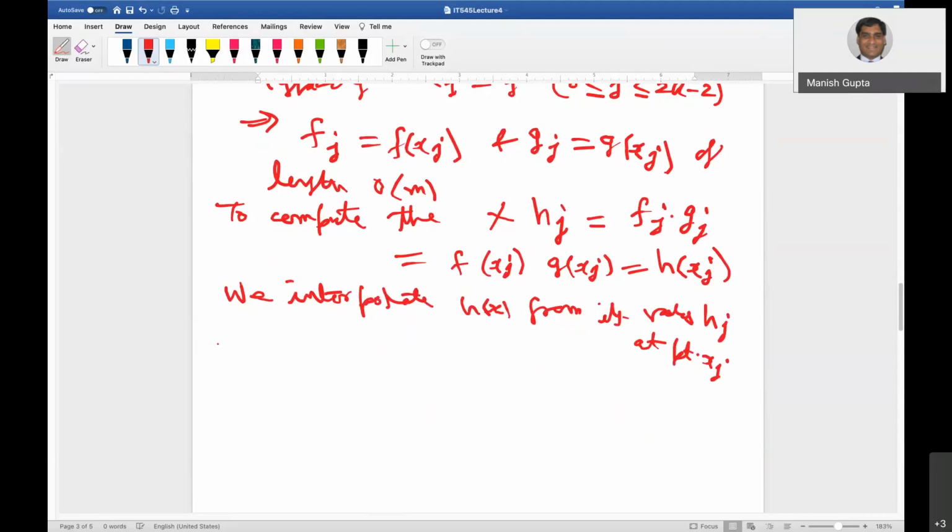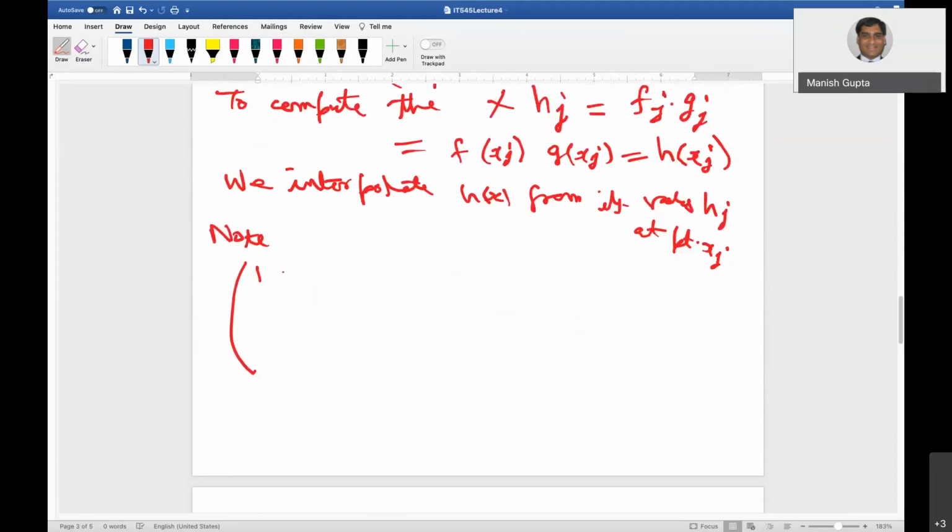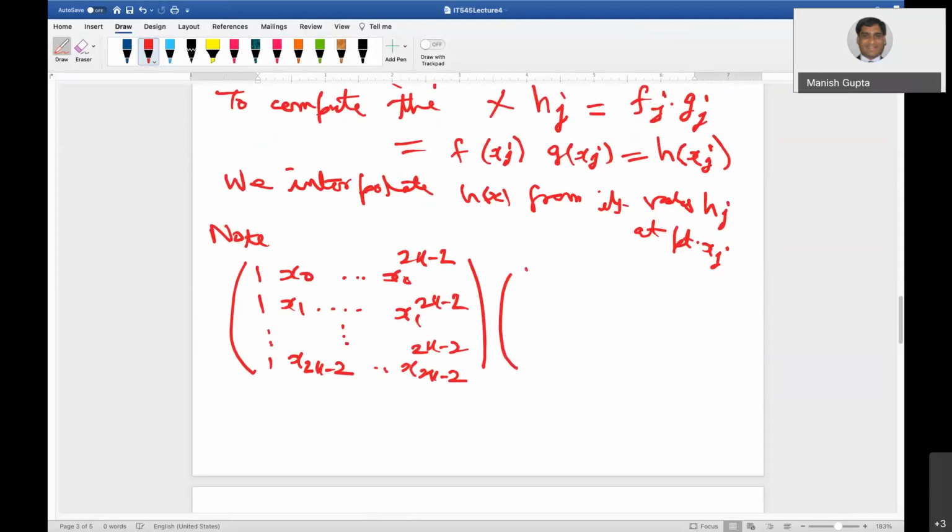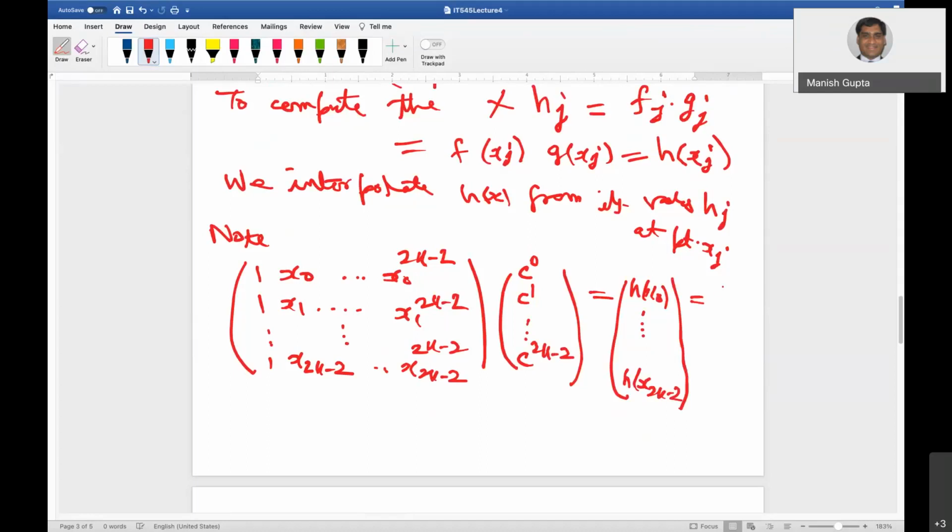So note that there is a nice observation here. We have this matrix with rows 1, x0, up to x0 raised to power 2k minus 2; 1, x1, up to x1 raised to power 2k minus 2; and so on up to x_{2k-2} raised to power 2k minus 2, times the vector C0, C1, up to C_{2k-2}, equal to H of X0 and so on. We are evaluating this polynomial H at these 2k minus 1 points, and this is nothing but H0, H1, up to H_{2k-2}.